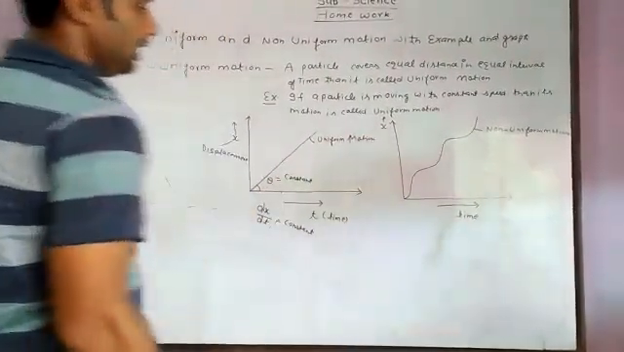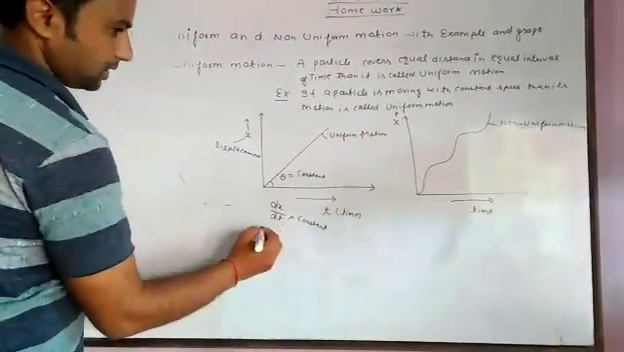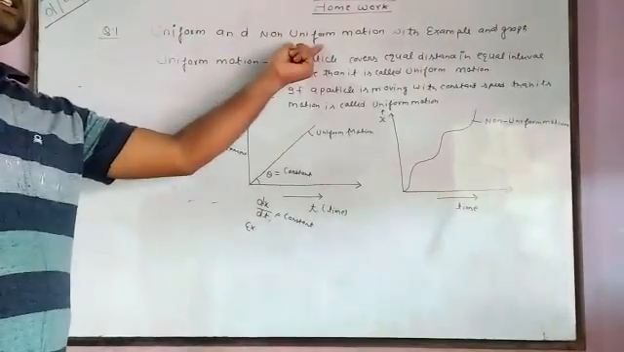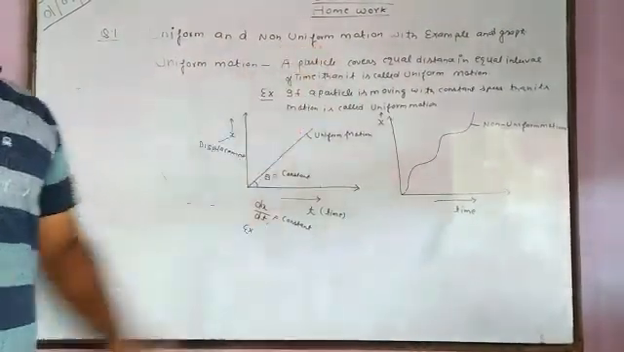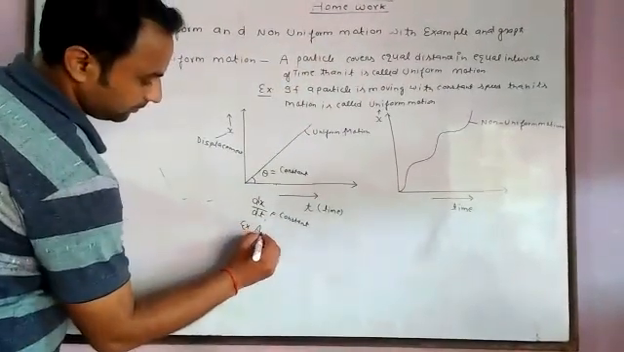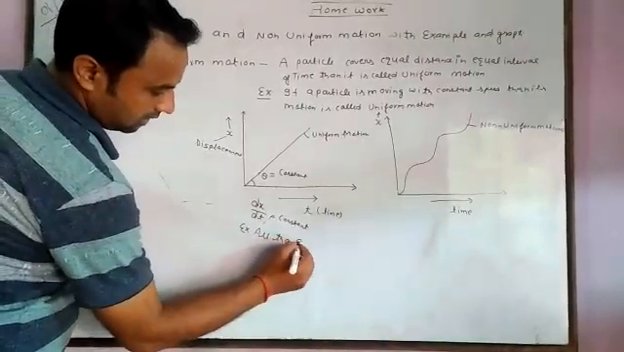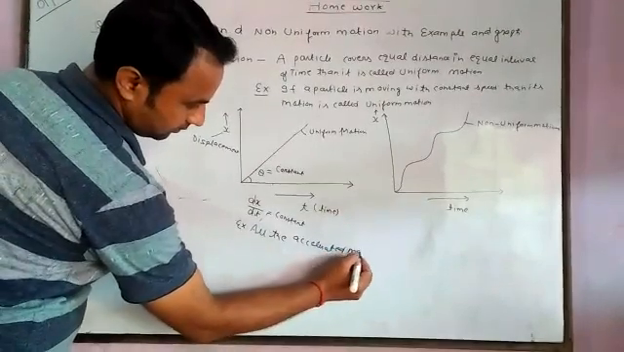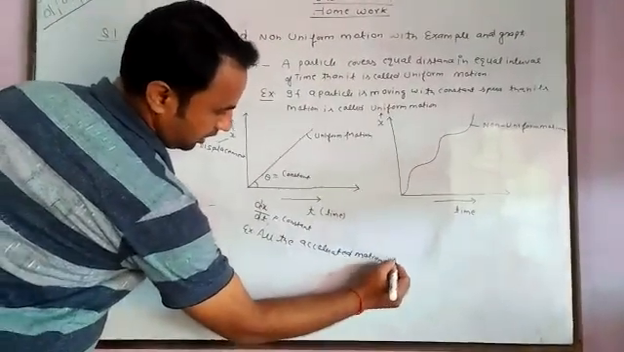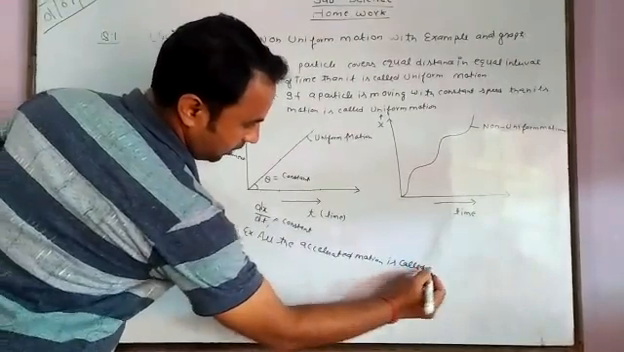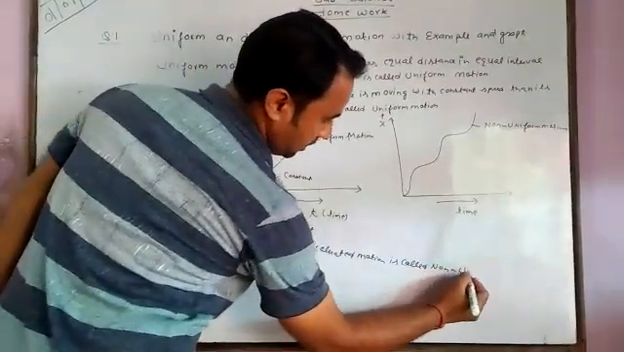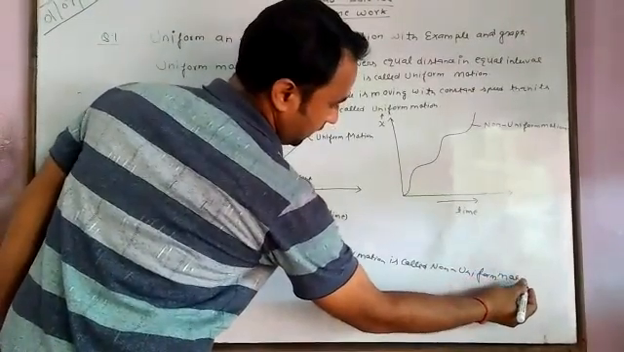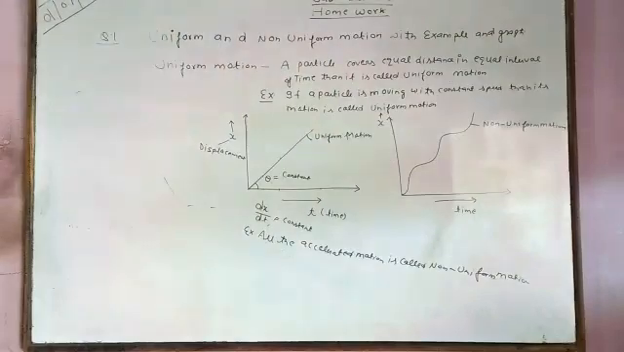Examples of non-uniform motion: all the accelerated motions are called non-uniform motion.